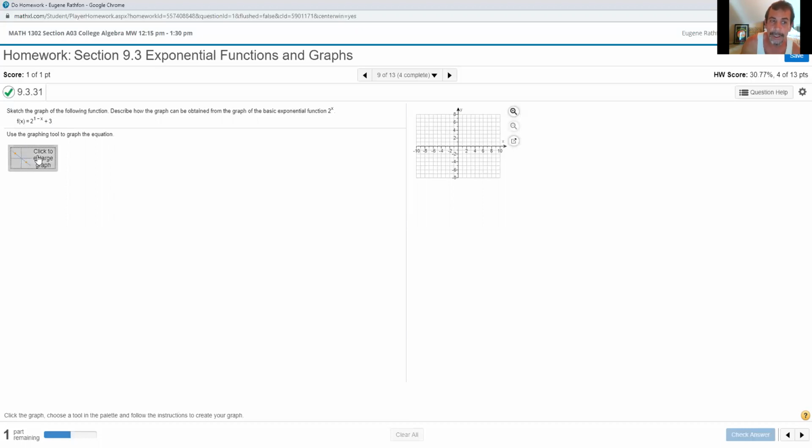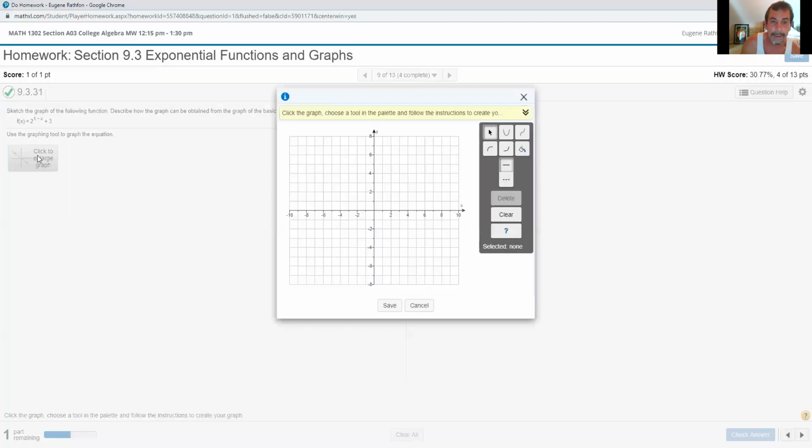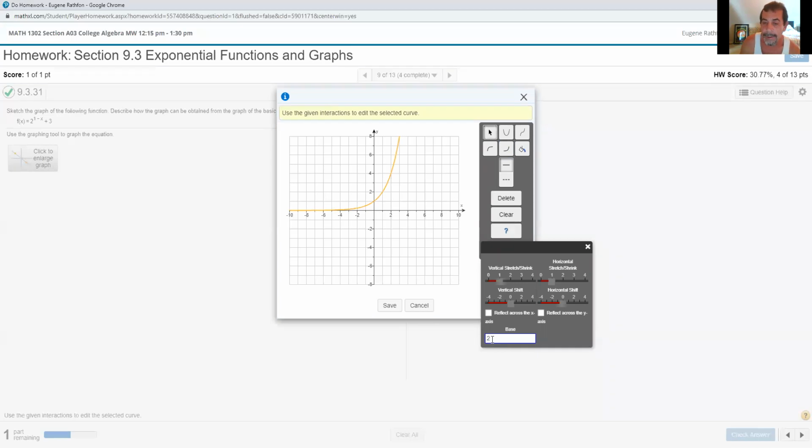So we're going to click to enlarge the graph. So click the exponential graph and stick it in the center. So down here, it's already got my base at a 2. So the first thing I said was that 1 is positive, so that's going to move me left 1 unit. The x is negative, so right here under there it says reflect across the x-axis. Click that box. And then that plus 3 was a vertical shift up 3.